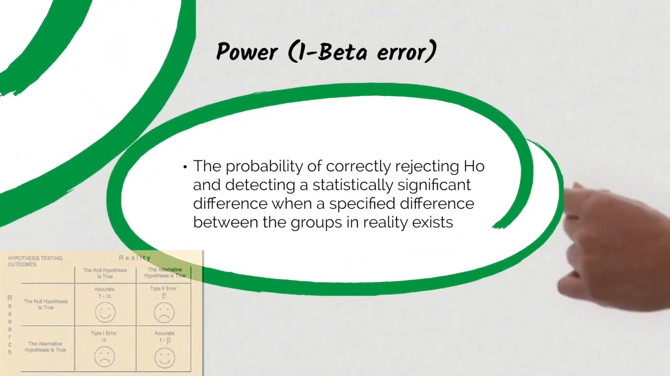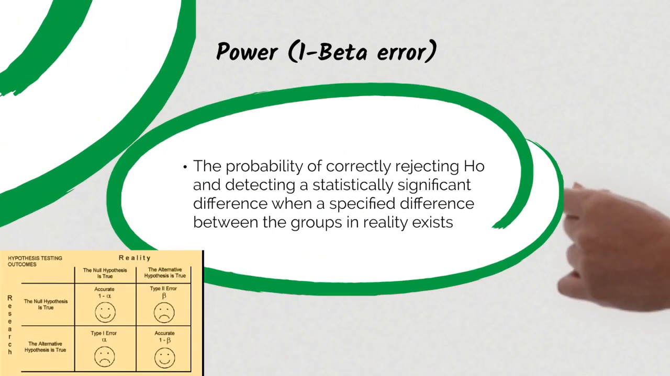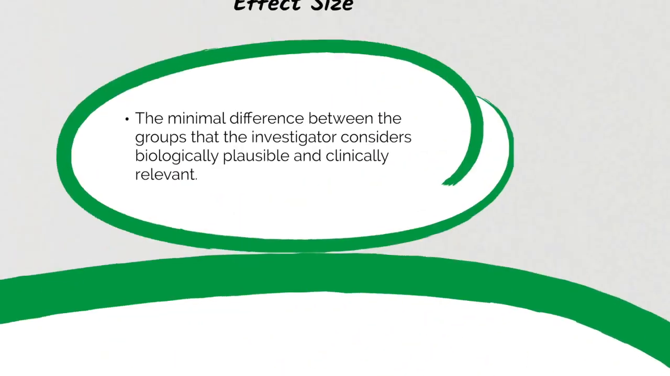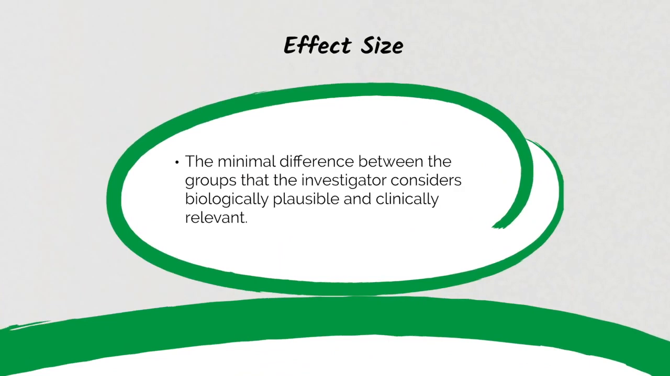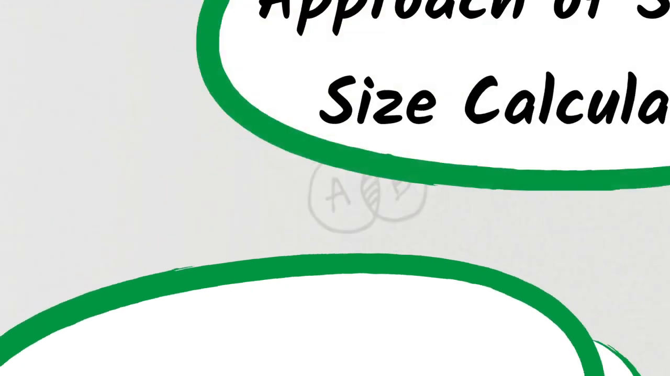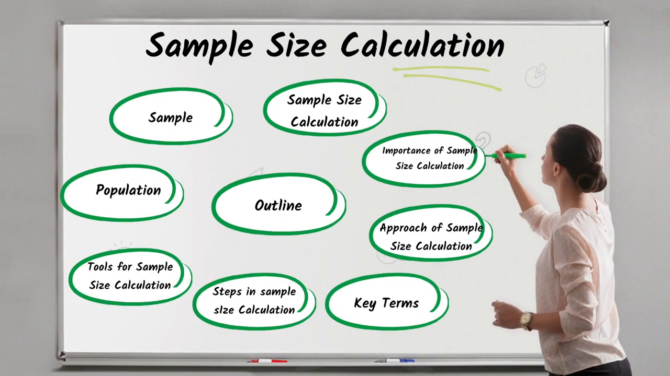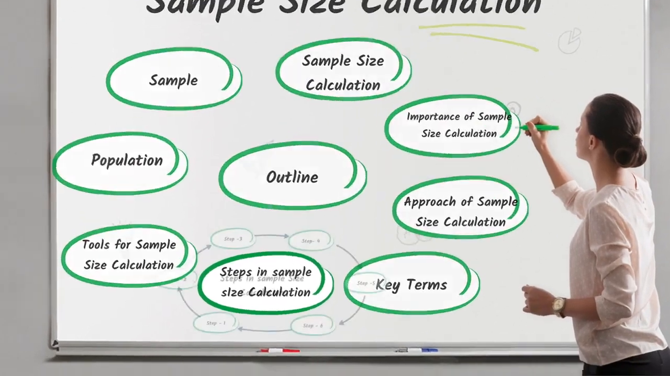Third, the power of the study. It is complementary to beta error. It is the probability of a true positive result. It can be defined as the probability of correctly rejecting the null hypothesis and detecting a statistically significant difference when a specified difference between the groups in reality exists. Last one, effect size. Effect size is the minimal difference between the groups that the investigator considers biologically plausible and clinically relevant.